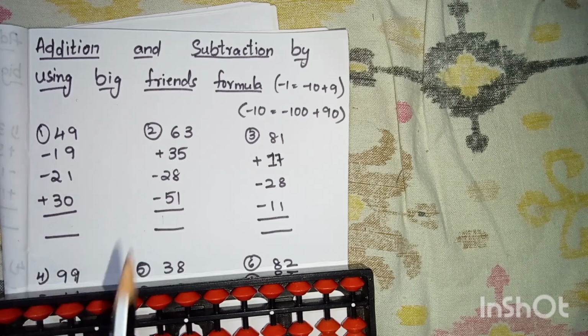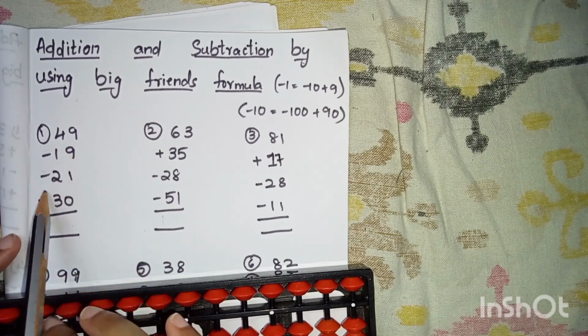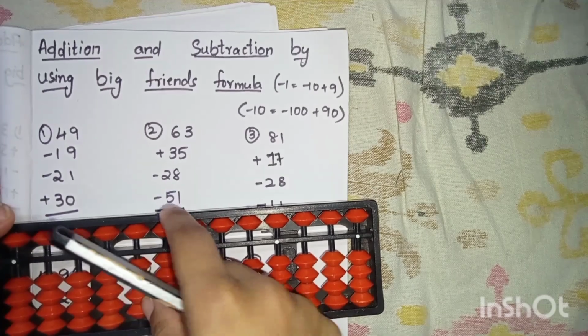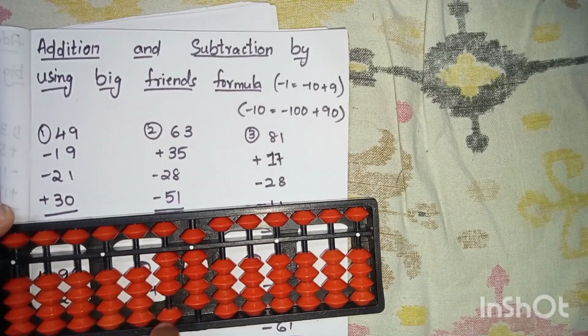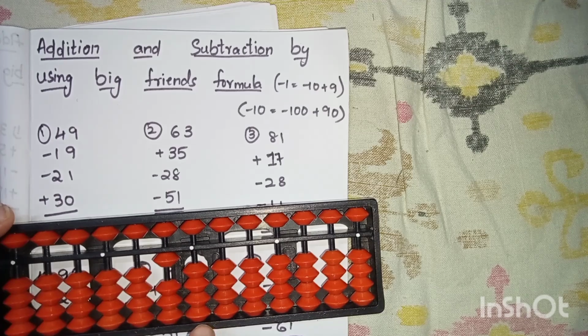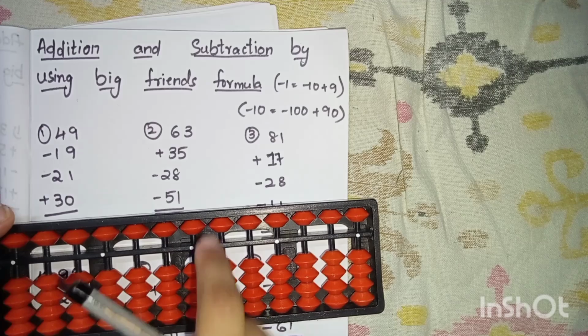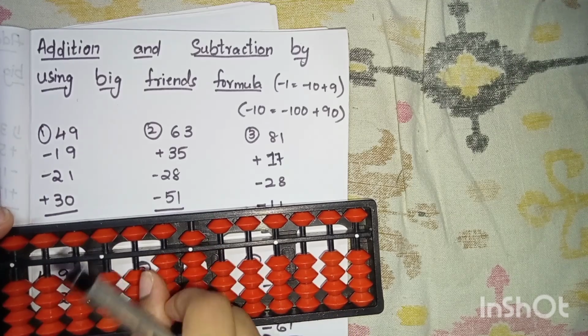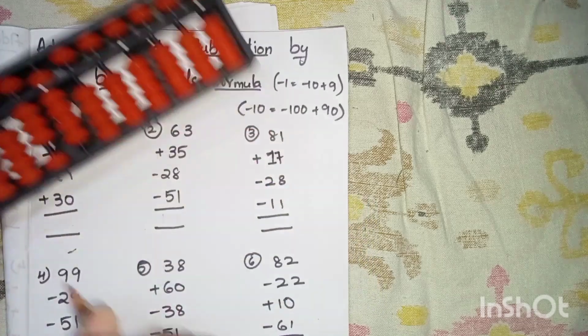Okay, let us start. First one, 49 minus 19 plus, minus 21 plus 30. Clear the scale and let us start. 49 minus 19 minus 21. In the ones place rod, minus 1 is not available, so I have to take minus 1 is equal to minus 10, add 9, big friends formula. Next add 30. So what is the answer? 39.